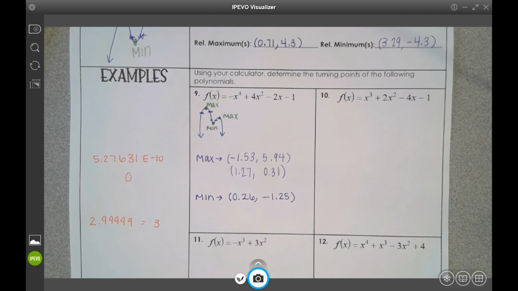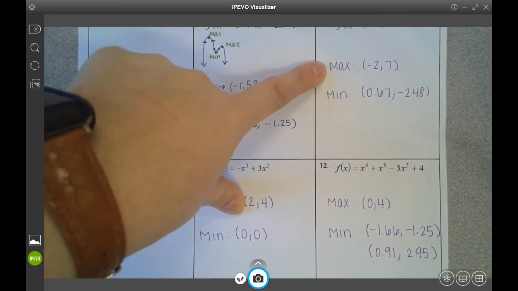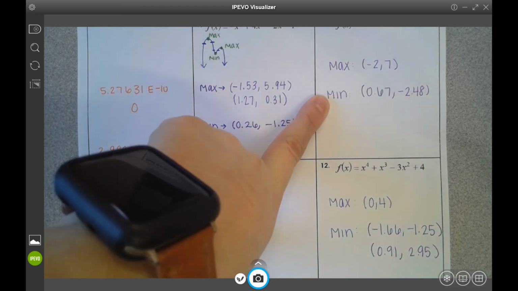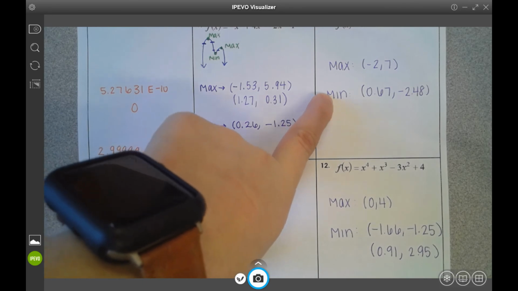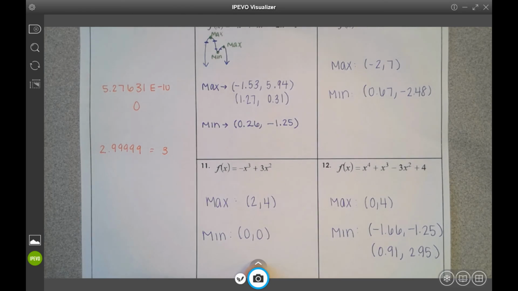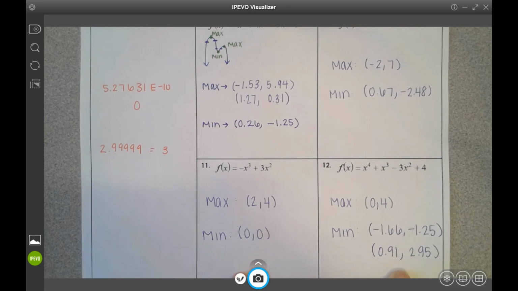Okay. So see if you can finish 10, 11, and 12. All right, number 10, you should get for your maximum negative 2.7, your minimum 0.67, negative 2.48. And if you look here, you can see 11 and 12. If you have any questions, make sure to email me. Have a great day.